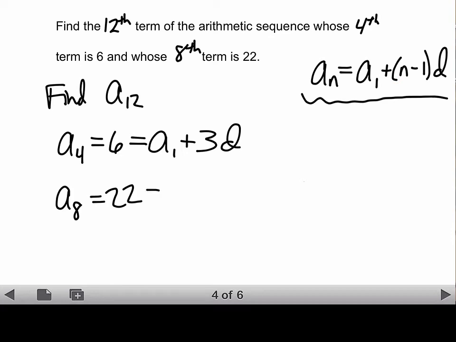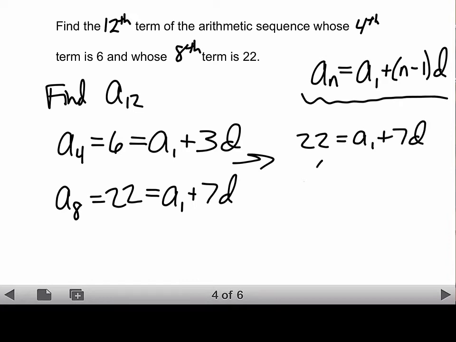And a sub 8 is equal to, what do you think? A sub 1 plus 1 less than 8, 7 times d. If I rearrange these just a hair, I have 22 is equal to a sub 1 plus 7d, and 6 is equal to a sub 1 plus 3d, and oh my gosh, we have a real live system of equations. The unknowns are a sub 1 and d, and if I subtract the second equation from the first equation, I'm going to eliminate the a sub 1's.